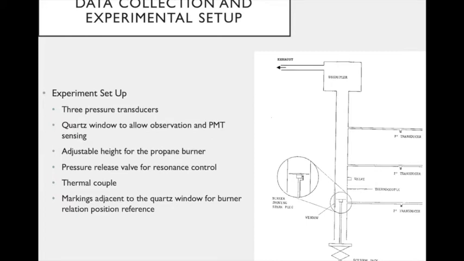Second, data collection and experimental setup. For the experimental setup, we have three pressure transducers, each about 18 inches away from each other, equally spaced along the tube. And we have a quartz window installed to allow observation and photomultiplier sensing. And we're also implementing a marking adjacent to the quartz window for burner reaction position reference.